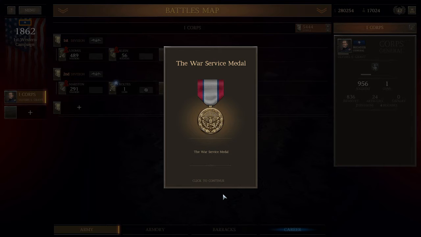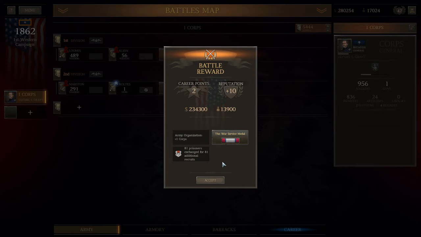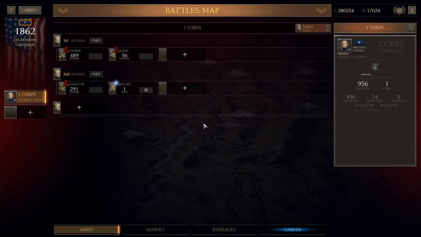And we got the War Service Medal. What does it do? We got 2 career points, 10 reputation, and 23,000 cash, 13,000 men, and we exchange 81 prisoners for 81 additional recruits. We'll accept that.